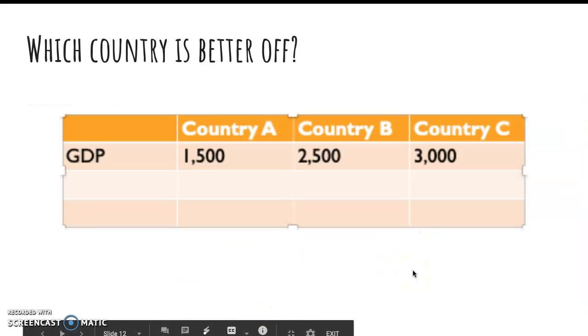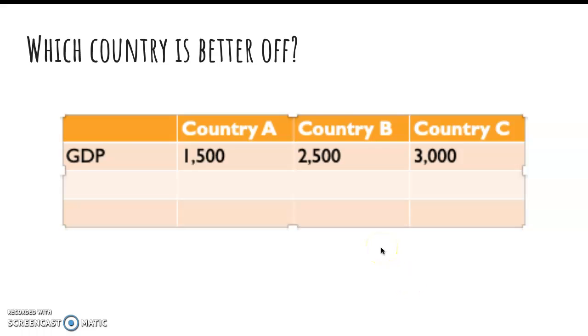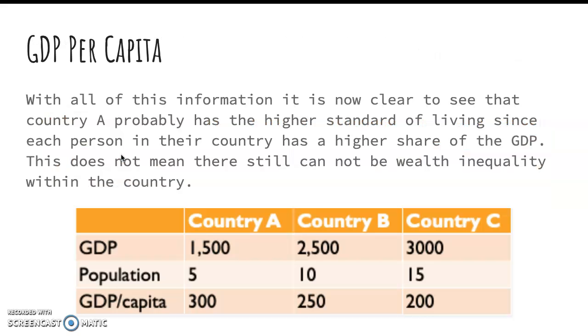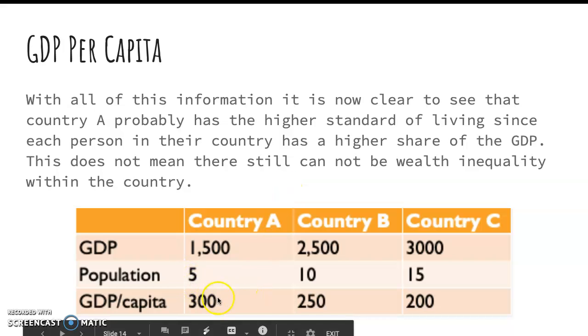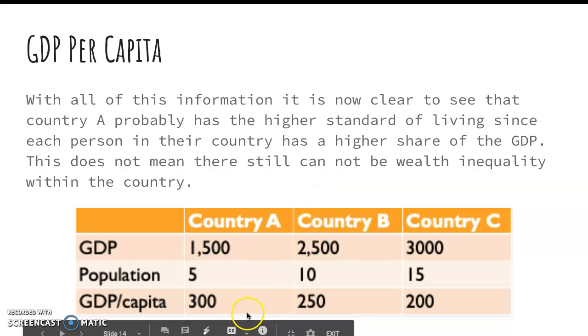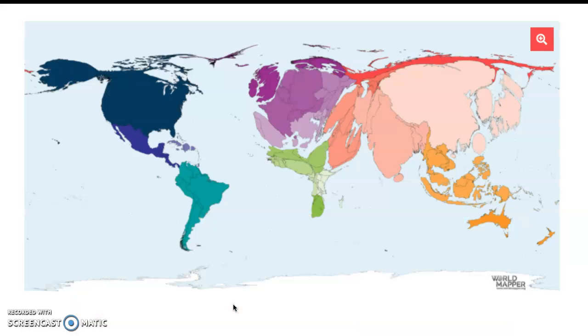So if we look at this example, right off the bat, it would appear that country C is better off because they overall have a higher GDP. But when we throw population into it, we can calculate GDP per capita. And in actuality, we see that country A, although it has a smaller GDP, has a lower population. So each person actually has access to more money. That's not to say that there isn't still wealth inequality within that country, but overall, we can assume that country A's population is better off.